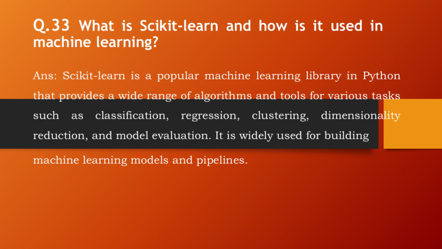What is scikit-learn and how is it used in machine learning? Scikit-learn is a popular machine learning library in Python that provides a wide range of algorithms and tools for various tasks such as classification, regression, clustering, dimensionality reduction, and model evaluation. It is widely used for building machine learning models and pipelines.